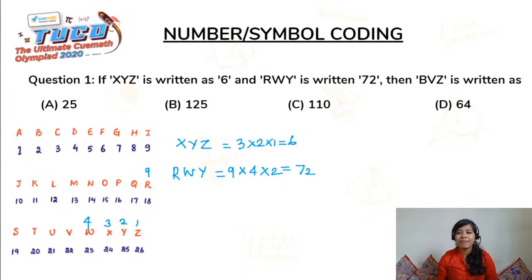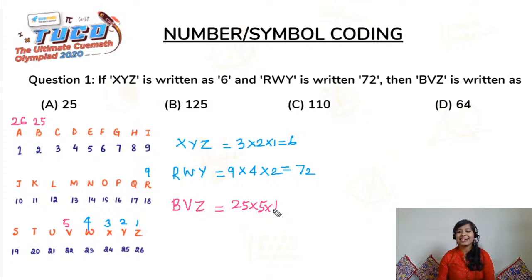So now we have got the pattern and hence we are going to figure it out for B, V and Z. So for B, what would it be? If you go in the reverse order, definitely this is going to be 26. So this is going to be 25, right? And what is V? V is nothing but 5 and Z is 1. So 25 times 5 times 1.